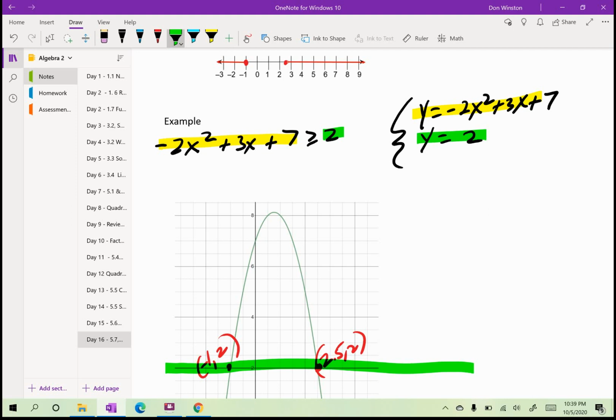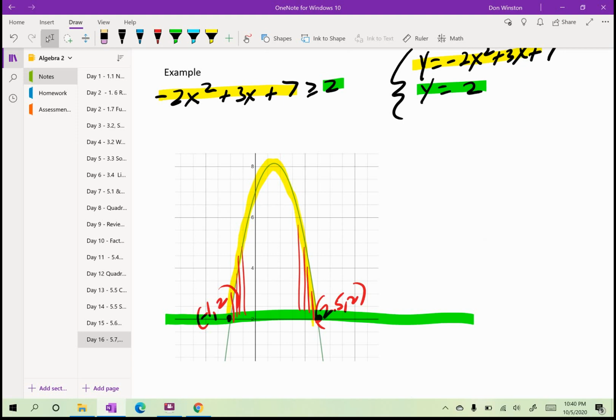And we're saying, hey, when is that quadratic above that green line? So I'm going to highlight it. Right there. Well, what are those x values? Well, those are x values anywhere between -1 and 2.5. For those x values, that parabola, the y value will always be above the line y is equal to 2. So, solution: as long as x is less than or equal to 2.5 or greater than or equal to -1.